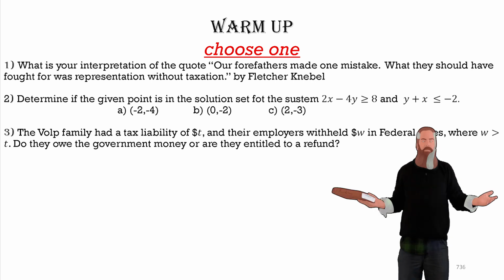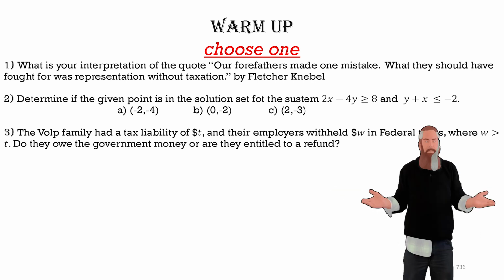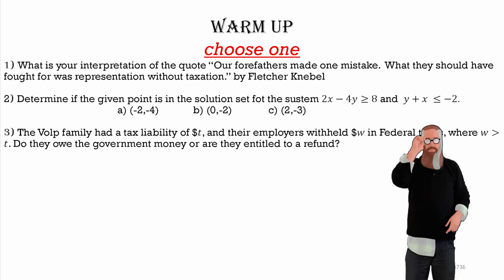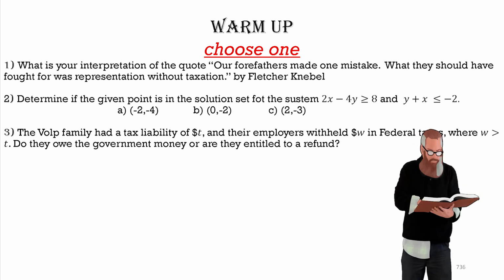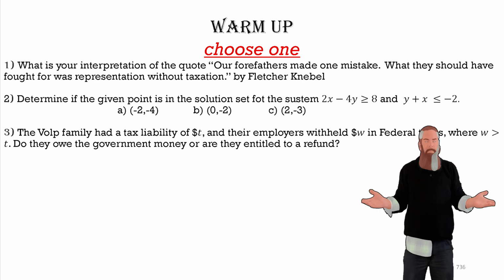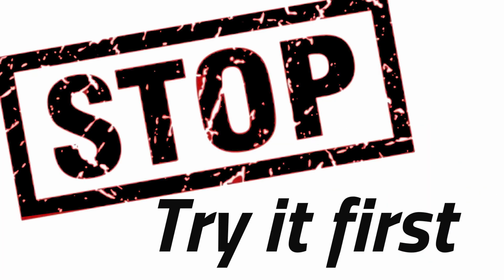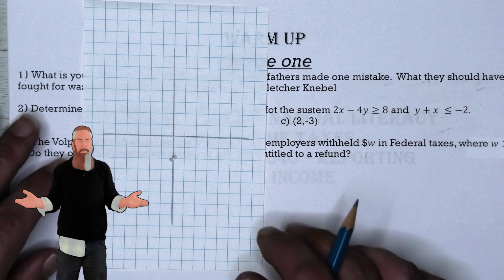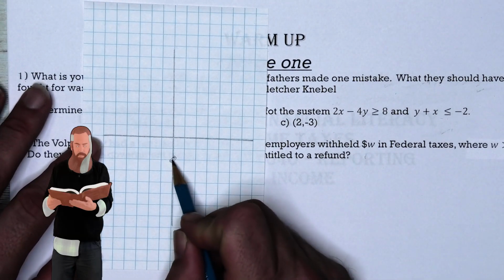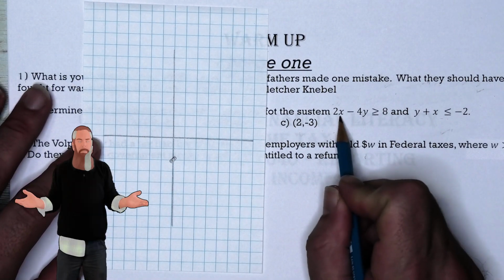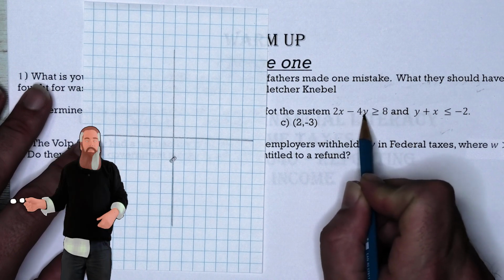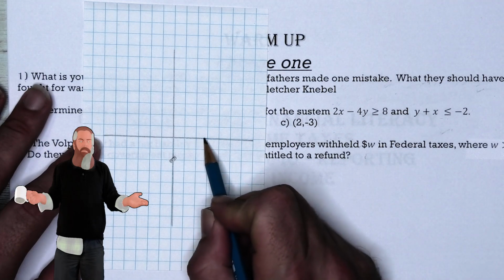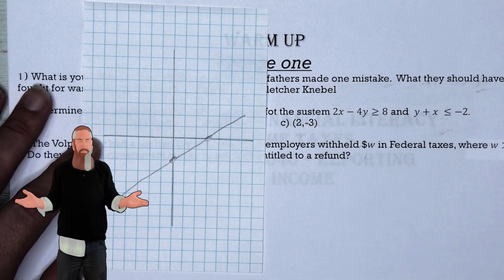Determine if the given point is in the solution set for the system 2x minus 4y is greater than or equal to 8 and y plus x is less than or equal to negative 2. I feel like the easiest way to get all of this is just by saying let's graph both these lines. When x is 0, then y is negative 2. When y is 0, then x is 4.